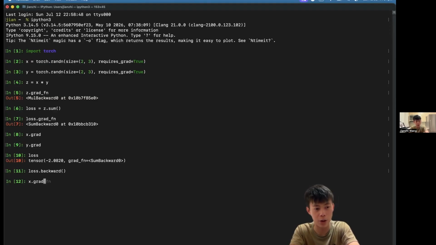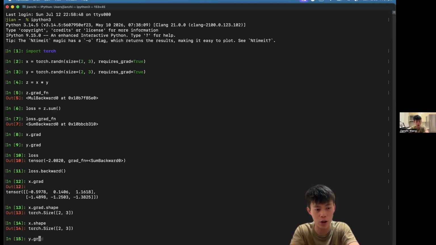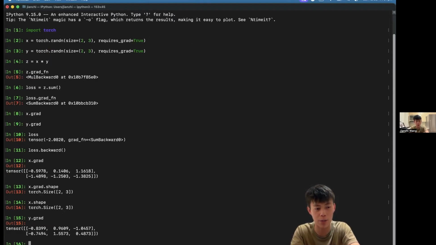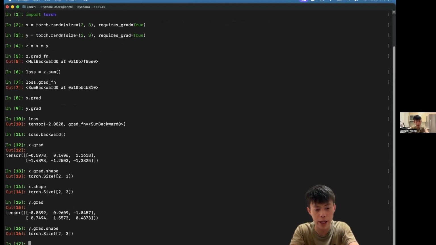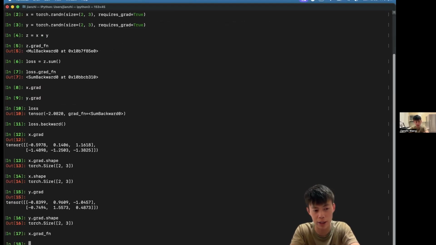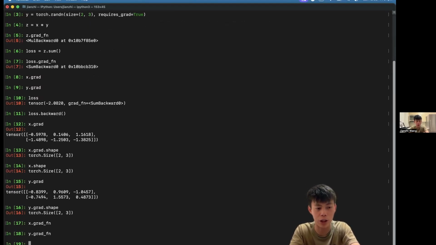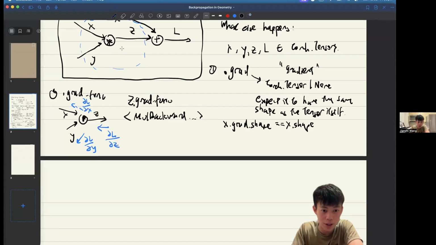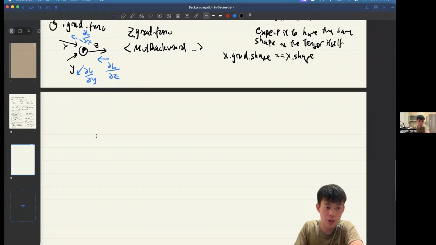Now we can look at x.grad, and you can see that x.grad's shape is precisely 2, 3. It has the same shape as x. x.shape is also 2, 3, and y.grad would also have a shape of 2, 3. If you look at x.grad_fn, it should be a None. y.grad_fn is also a None because for x and y, there's nothing producing them, so they don't actually hold a grad_fn. So that's a cool exploration. Let me just draw the computation graph again here because I want to talk about more things.